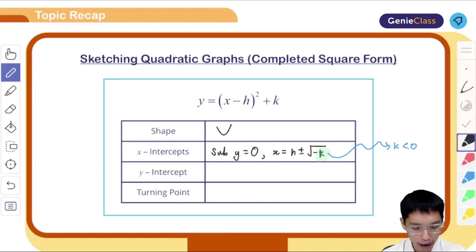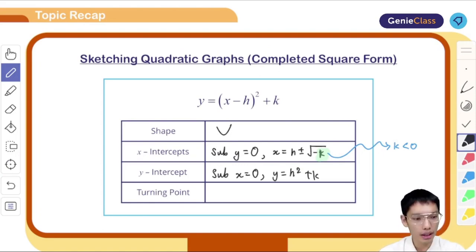And henceforth, for my y-intercept, it will be sub x equals to 0. And you're going to have h squared plus k. And lastly, turning point, take note, last one, turning point. Let's bring it to the floor. Turning point, what do we have? What's my turning point over here? It's right there. What is my turning point?